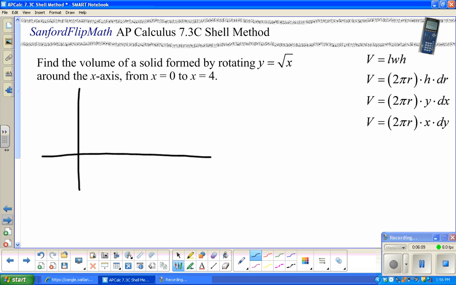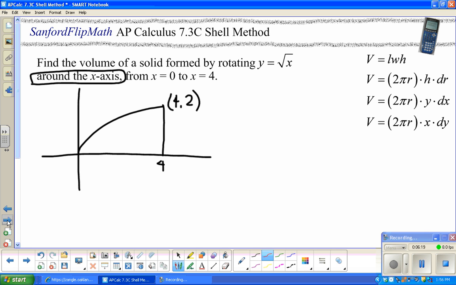Okay, and again, we're looking at y equals the square root of x. So this is at (4, 2), and it says rotating around the x-axis. Okay, so if I spin this, think of this like an axle, like on a car or whatever. And if I spin this, it makes a circular shape outline here.